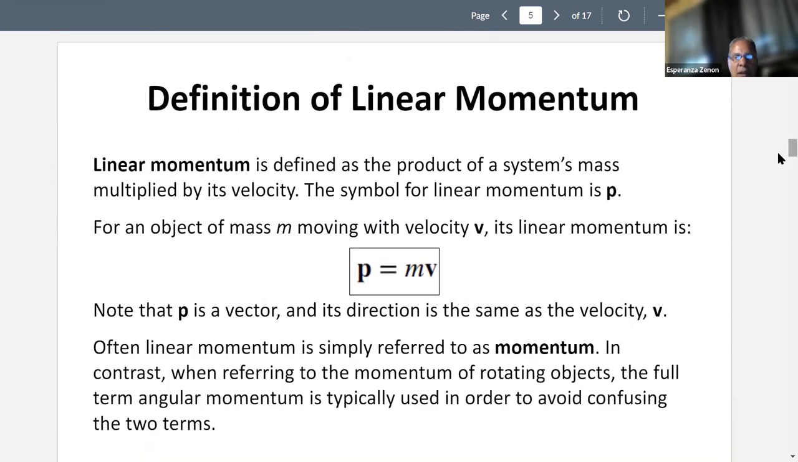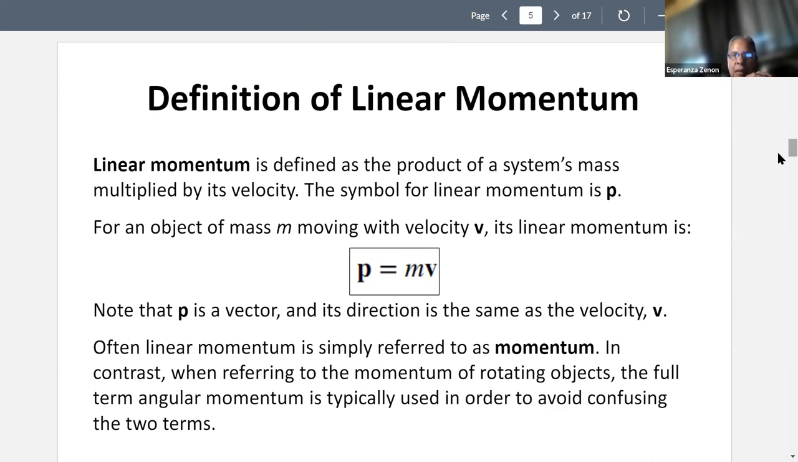So we are focused in this course on linear momentum, meaning momentum for an object that's moving in a straight line. There is a momentum that deals with an object that's rotating called angular momentum, but we don't focus on that. So we don't have to keep saying linear momentum, because in this course, anytime we say momentum, that's what we mean. Okay. And the way you find momentum is by multiplying mass times velocity. We use the symbol lowercase p for momentum.